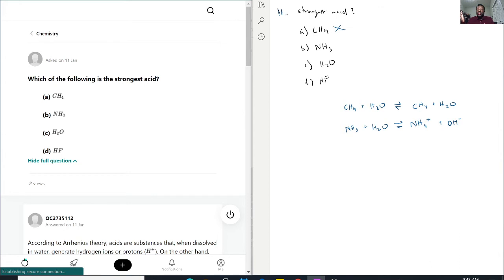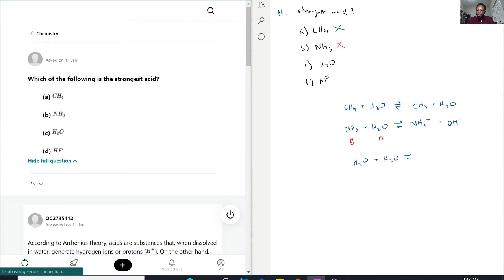And once you are taking protons from the other one, you are the base, and that is the acid. So this right here would not be the strongest acid because ammonia is actually a base. H2O, this one's a little bit tricky, okay?